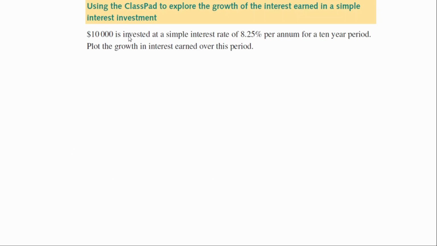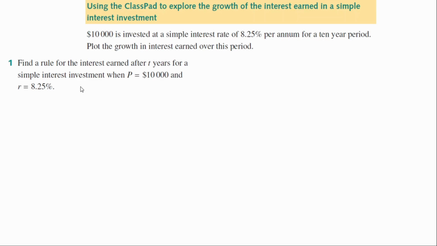So this question says $10,000 is invested at a simple interest rate of 8.25% per annum for a 10-year period. Plot the growth in interest earned over this period. Your first step will be to find a rule for the interest earned after 10 years for a simple interest investment when P equals $10,000 and R equals 8.25%. All of that is found there: $10,000 and 8.25% per annum.